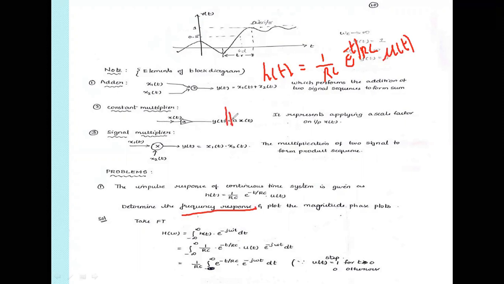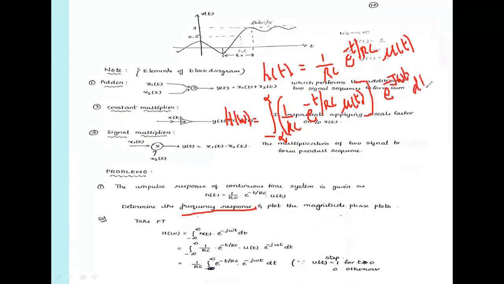Nothing but H of omega. H of omega is equal to the integral from minus infinite to infinite of 1 by RC e power minus t by RC mu of t, whole multiplied with e power minus j omega t dt. This is the formula for the Fourier transformation to find the frequency domain form of the given time domain signal.